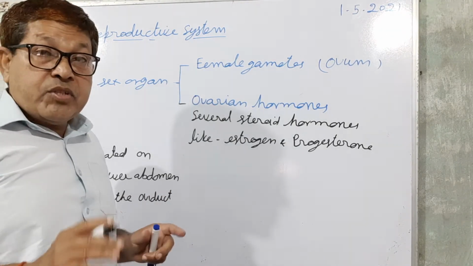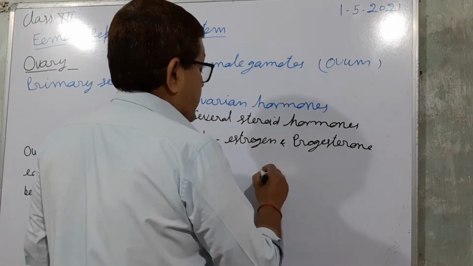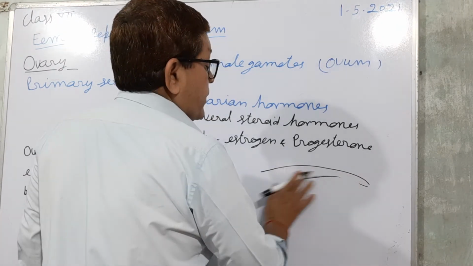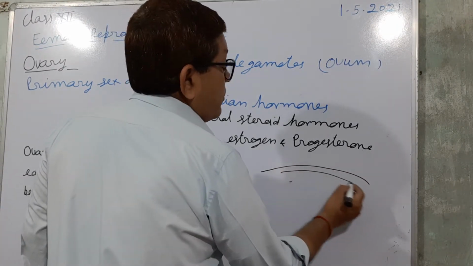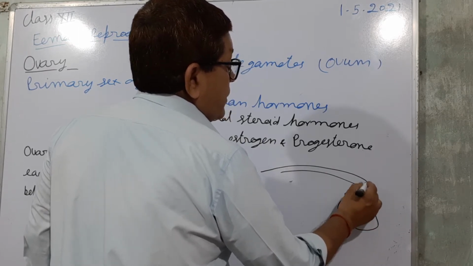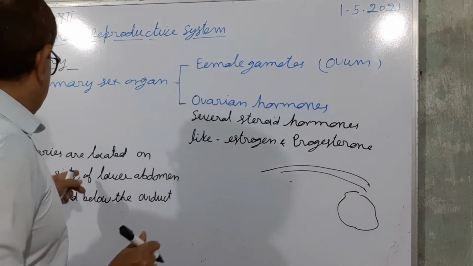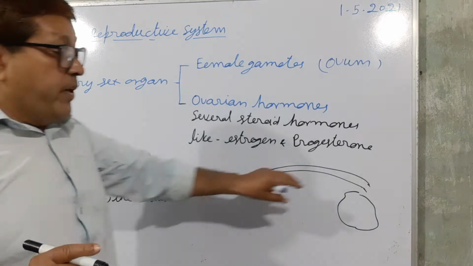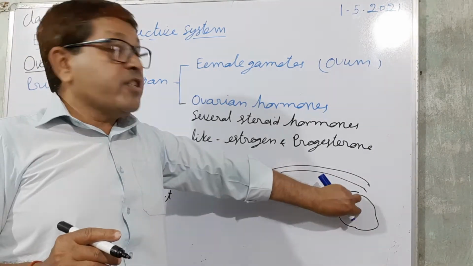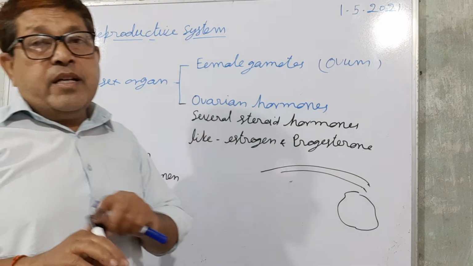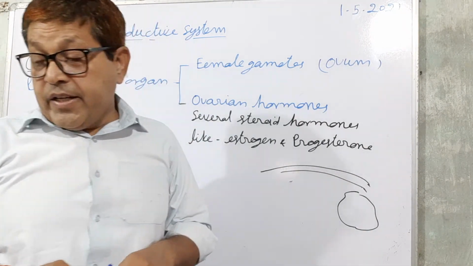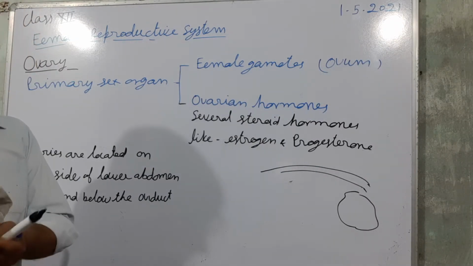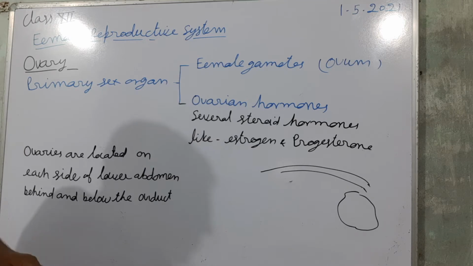So we have studied its structure. We studied the oviduct or the fallopian tube. Its location was here. So the ovary is found on each side of the lower abdomen, behind and below the oviduct. This is the oviduct or the fallopian tube, and the ovary is found on this side and on this side. I discussed this in the diagram.